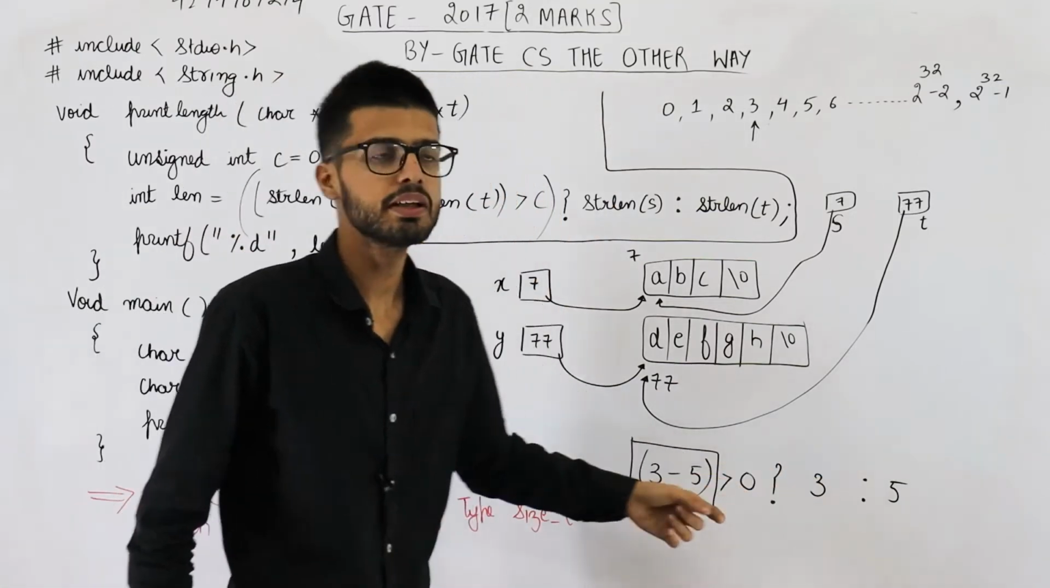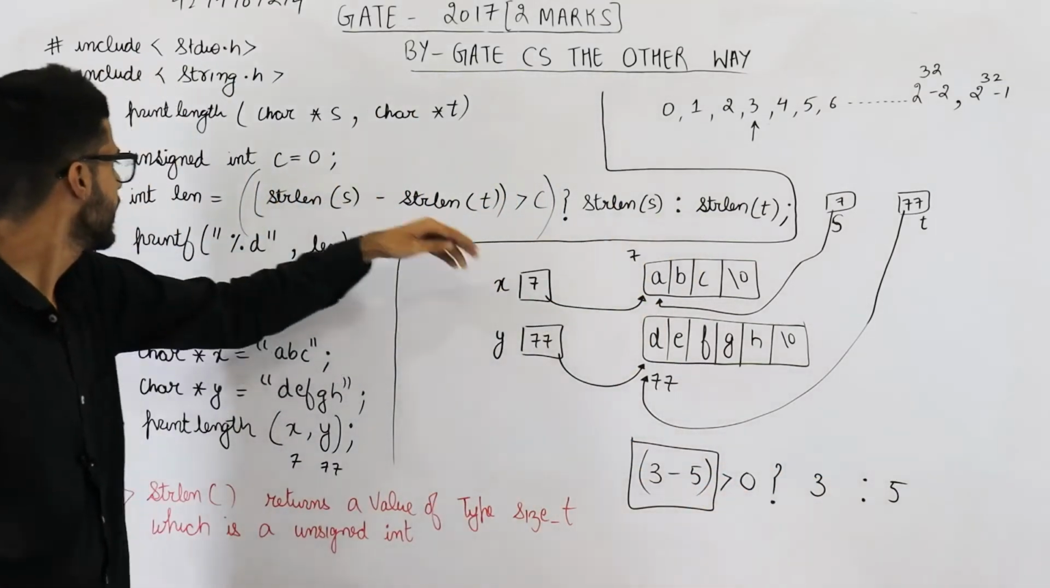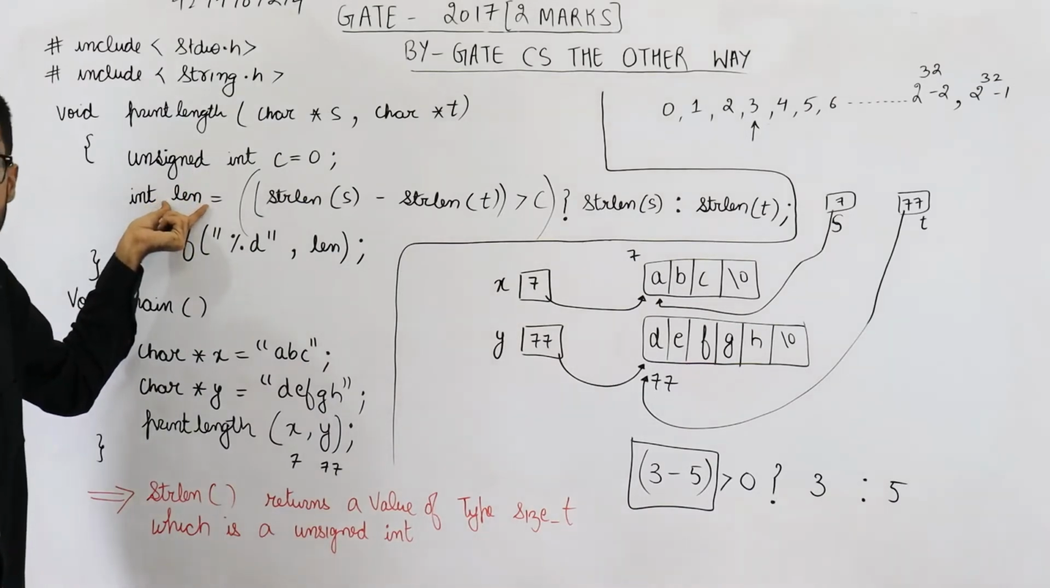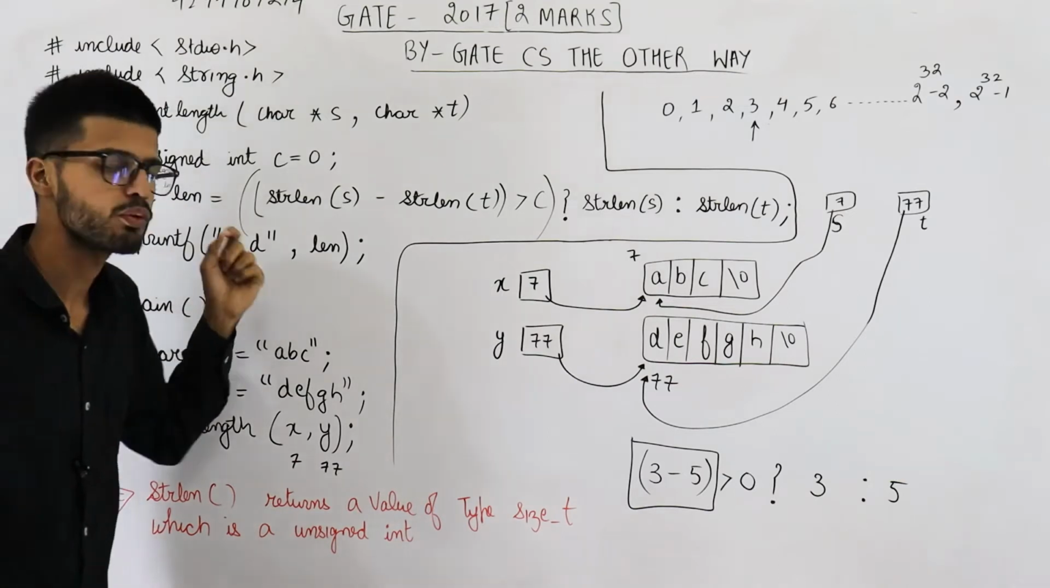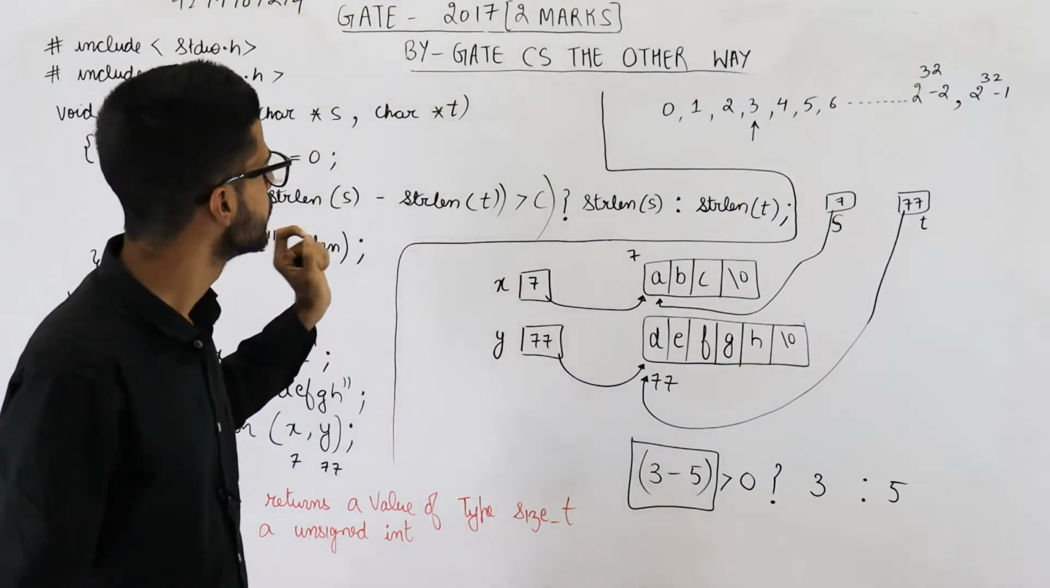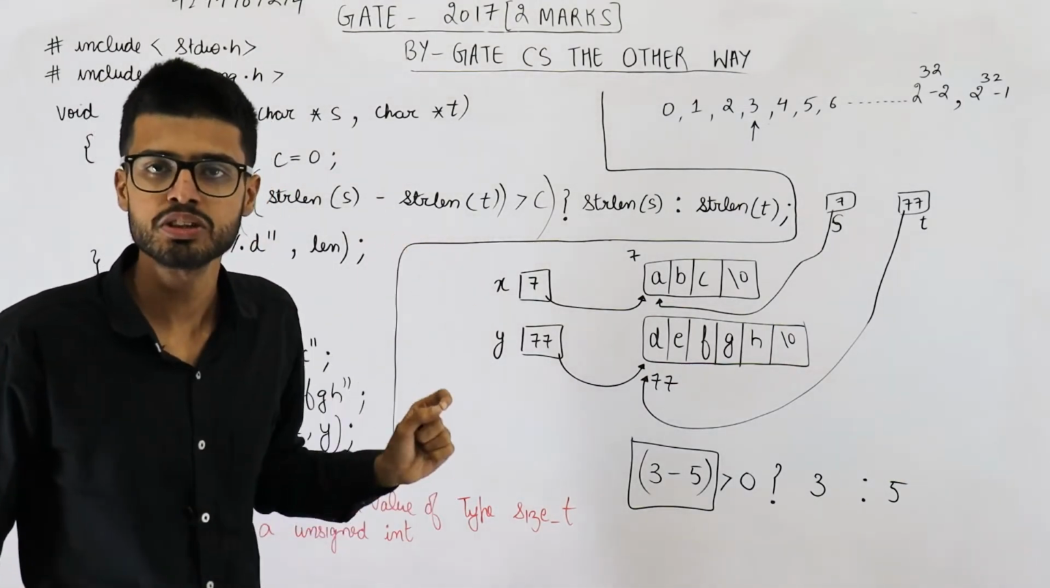Hence, 3 will be the value of this entire expression and 3 is assigned to this variable that is named length. Okay. Or len, length. Printf len will result in 3. Okay. So the answer to this question is 3.